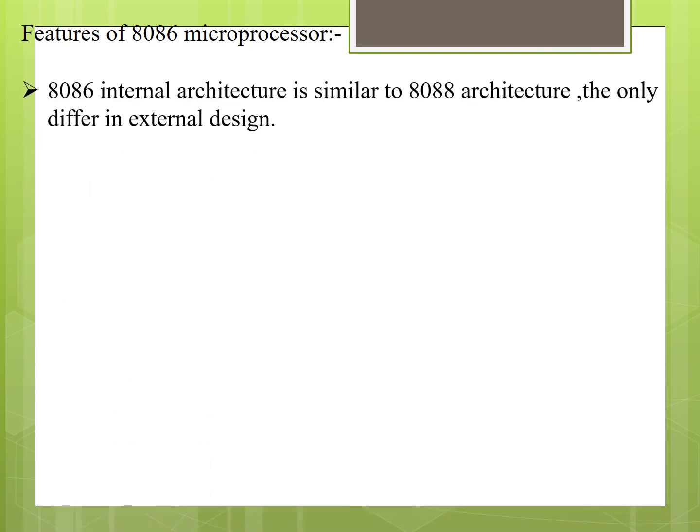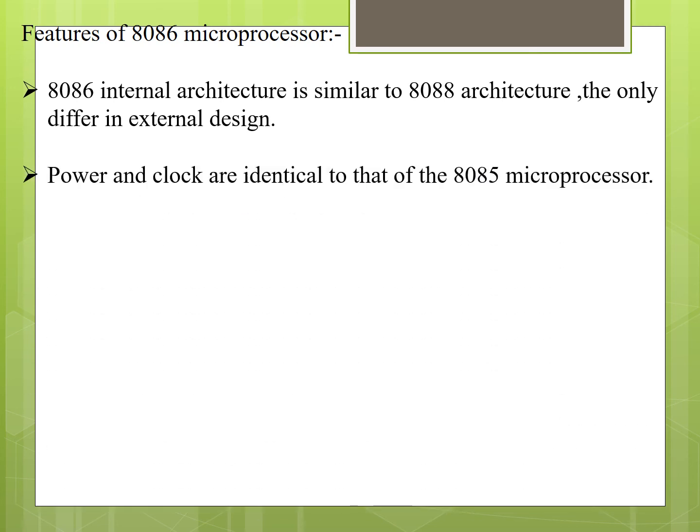8086 internal architecture is similar to 8088 architecture. They only differ in external design. This we have already learned. Power and clock are identical to that of 8085 microprocessor. That is, it requires a plus 5 volt DC power supply, and here we connect a crystal in order to provide a proper clock for the operation.